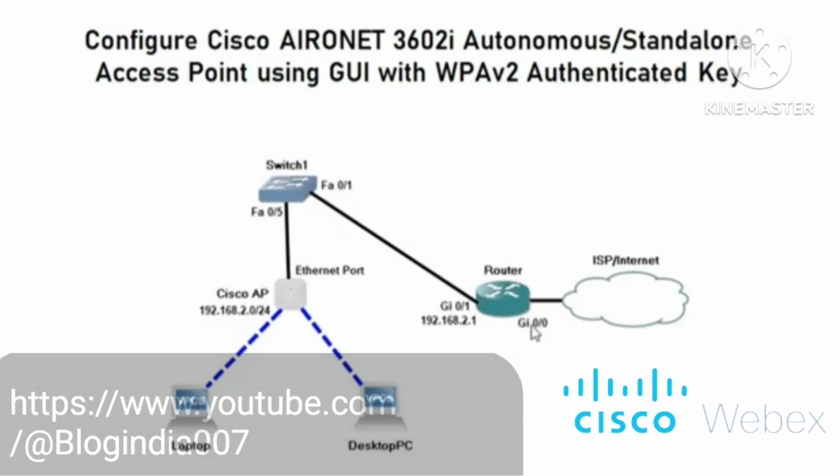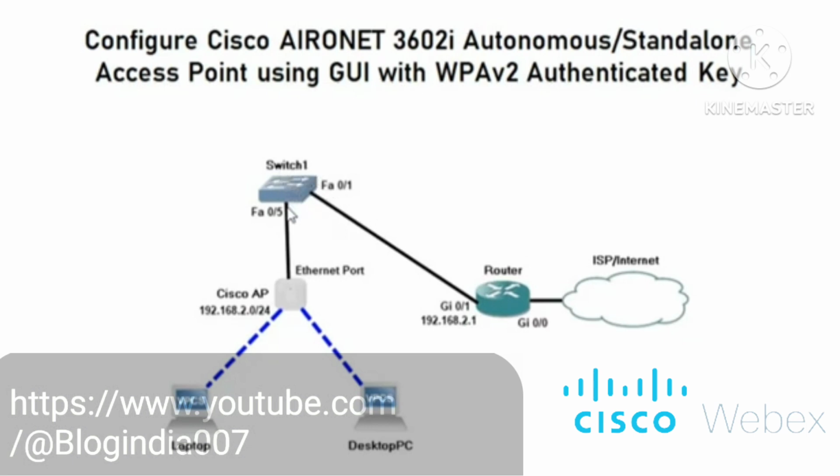You can see the gigabit 0/0 port of the Cisco router is connected to the ISP network, and the gigabit 0/1 port is connected to the fast Ethernet port of the switch. And I have created a DHCP pool in the Cisco router where the network is 192.168.2.0, subnet mask is /24, and the default router IP address is 192.168.2.1. Basically we haven't done anything with the switch. This is a layer 3 switch, that's why all the ports belong to VLAN 1.